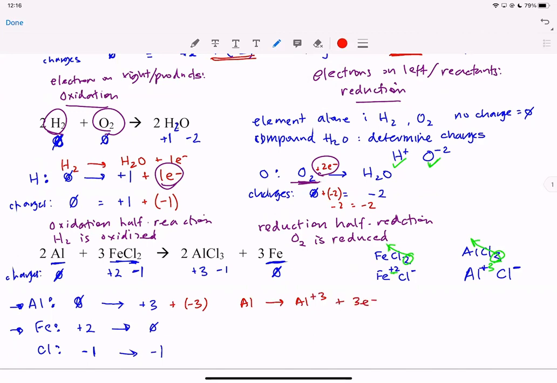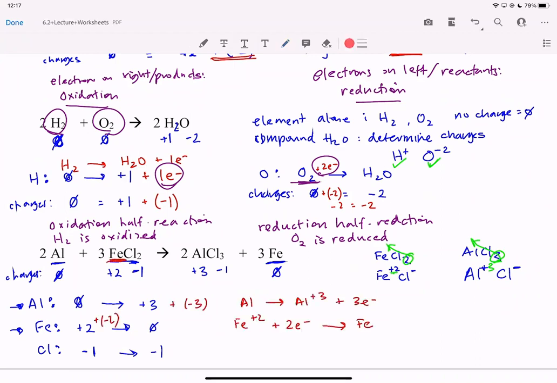This iron, this +2 is not equal to 0. So you're going to have to add -2 on the left side here. And this +2 -2 will then be equal to 0. And so the way this looks is that you have Fe +2 coming from here, plus 2 electrons. And then this is Fe on the right side.